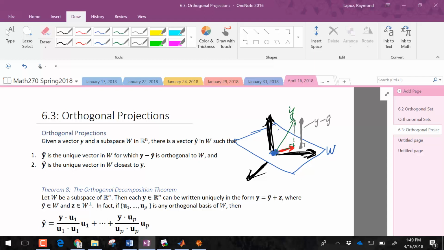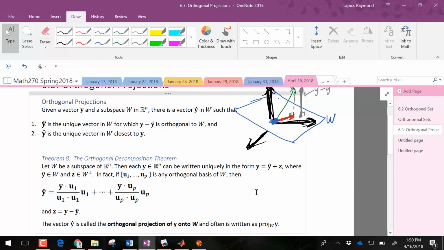So do you get the picture? Get the idea? Kind of. Closest just means this is the shortest distance here. It's not like another vector over here. Now this is a little bit longer to deal with, and not orthogonal. Better erase all that stuff.